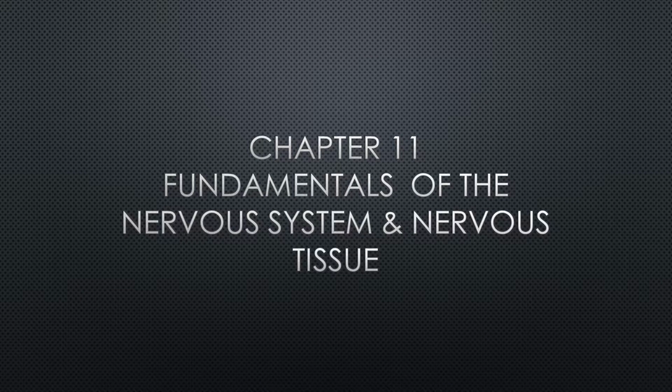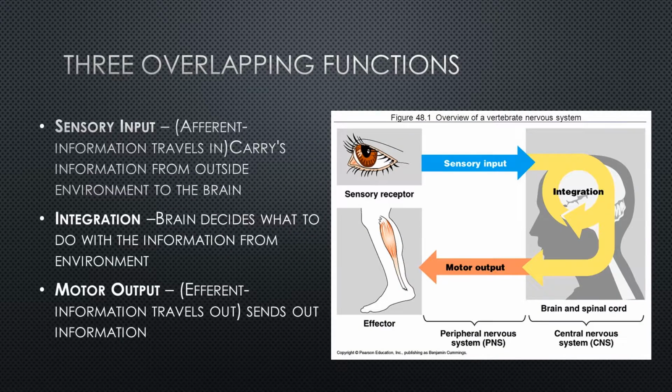Chapter 11, Fundamentals of the Nervous System and Nervous Tissue. There are three overlapping functions of the nervous system: sensory input, integration, and motor output.